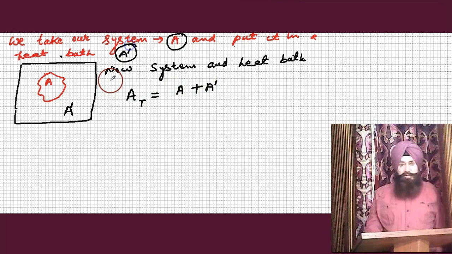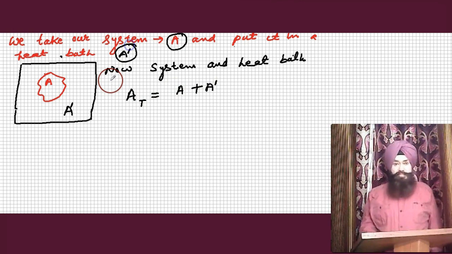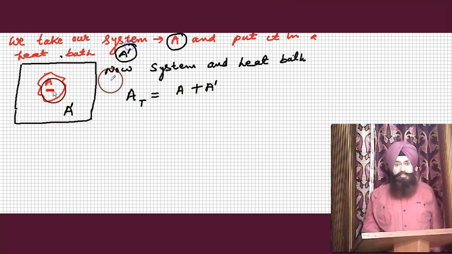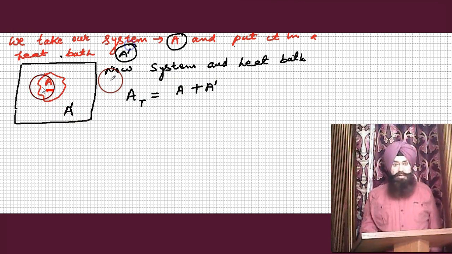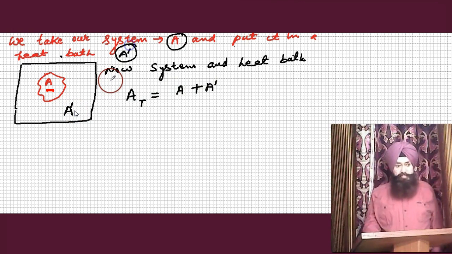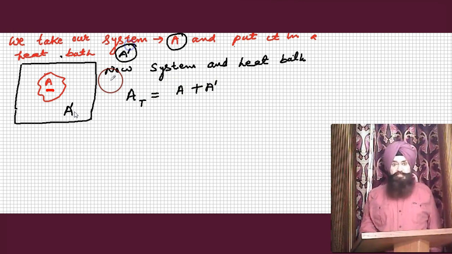Now we have a system A, and it is put in a heat bath. The heat bath is our surrounding, and we call the heat bath A dash. So we have two things, a system A and a heat bath A dash. And the total is the new system which is now formed. It is A_T. A_T is the sum of A and A dash.